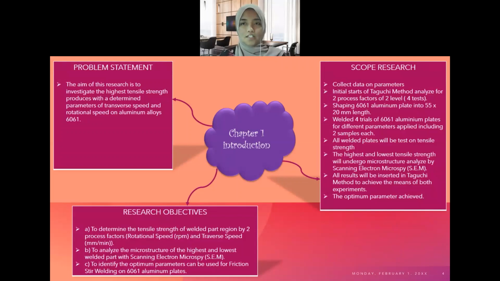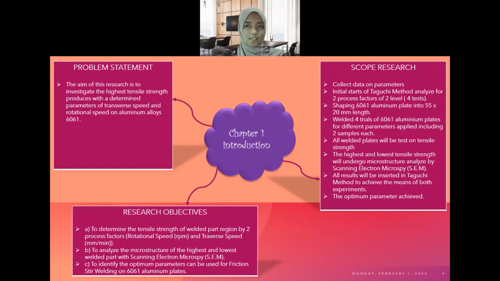Scope of research. This is how I've been doing it from the beginning until the end of the process. First is to collect data on parameters by using the FTK workshop or from the research itself, and then we start our Taguchi method and analyze two process factors of two levels. This is because the Taguchi method uses the process factor formula 2 to the power of n, where n is the number of factors being tested.